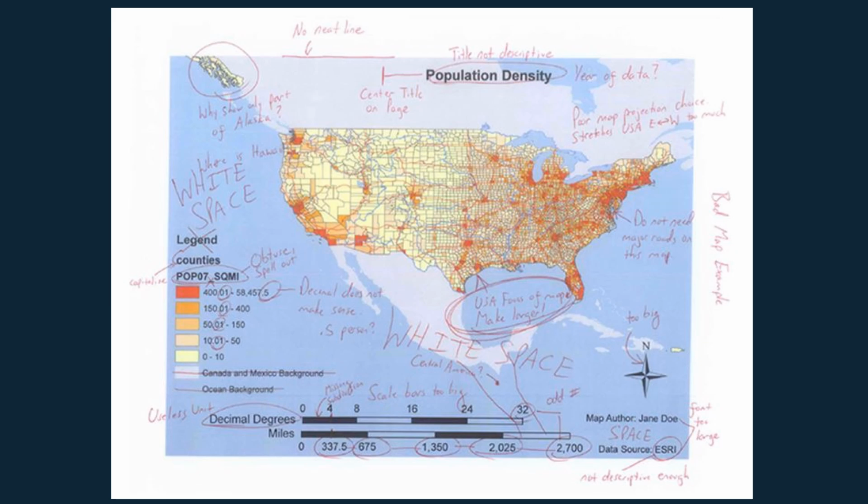So here is a mocked up view of what we just discussed about the population density, Alaska, getting rid of the legend, the counties. This is just what we just covered, but written up.